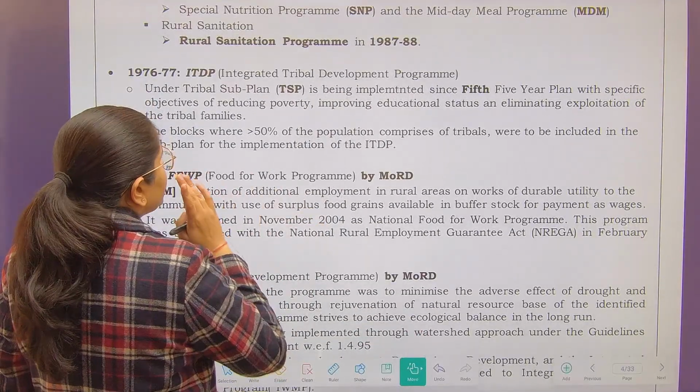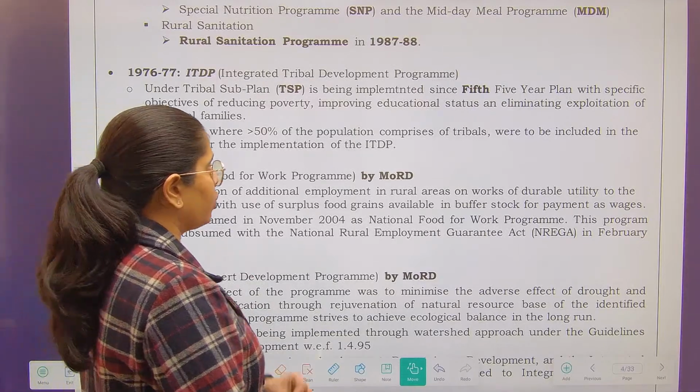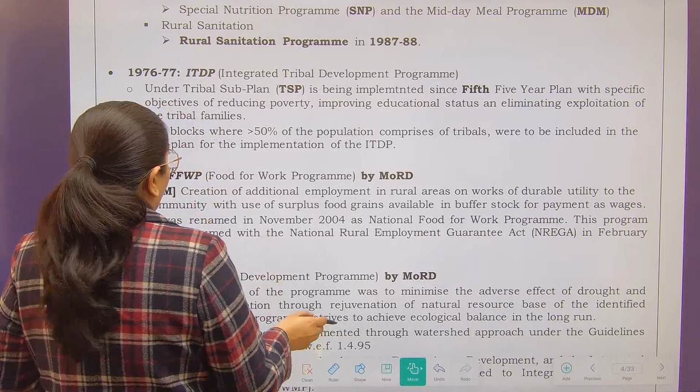Next is your ITDP, that is Integrated Tribal Development Program. Please go through this on your own.